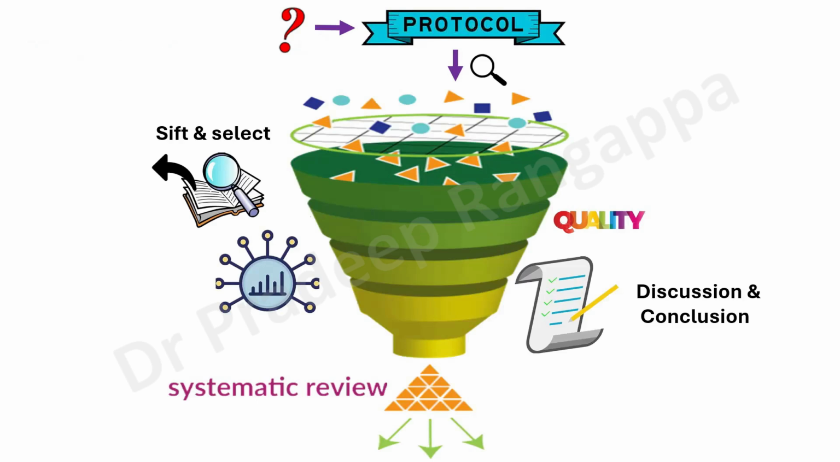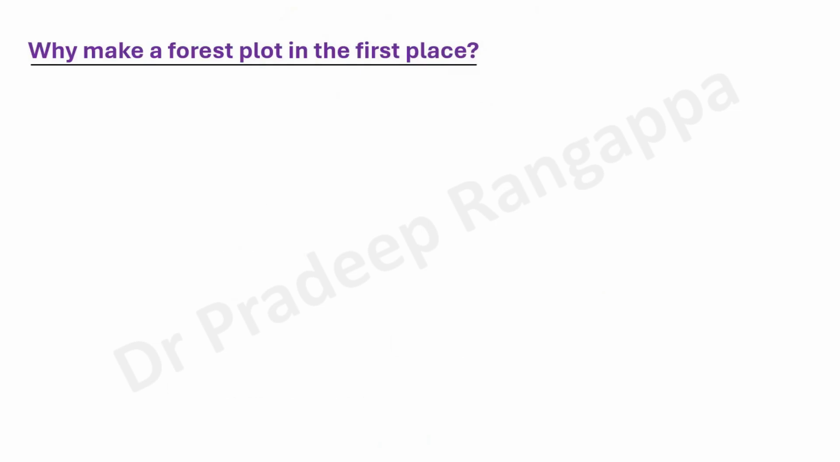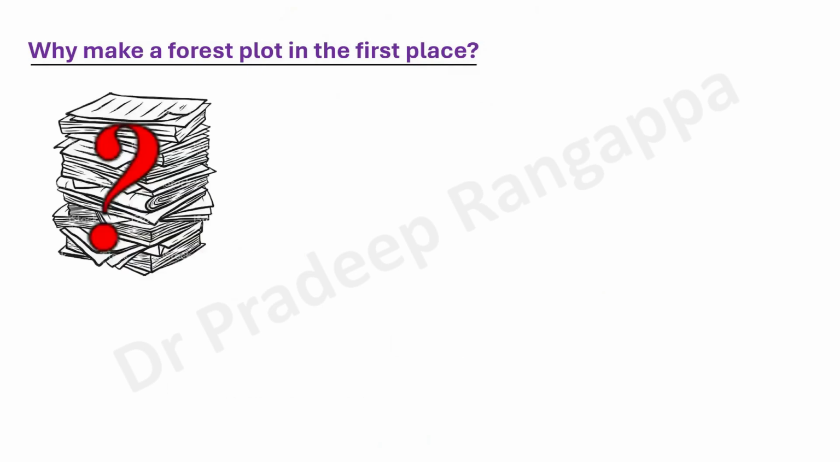So first I have a question in mind, create a protocol, look for the studies and try to extract the data from the suitable studies, determine the quality of the studies, synthesis of the data, discussion, systematic review and dissemination. So in an exam, at least put this figure to show the flow of how a systematic review is done. So then the question is, why make a forest plot in the first place? That's the question that comes to mind.